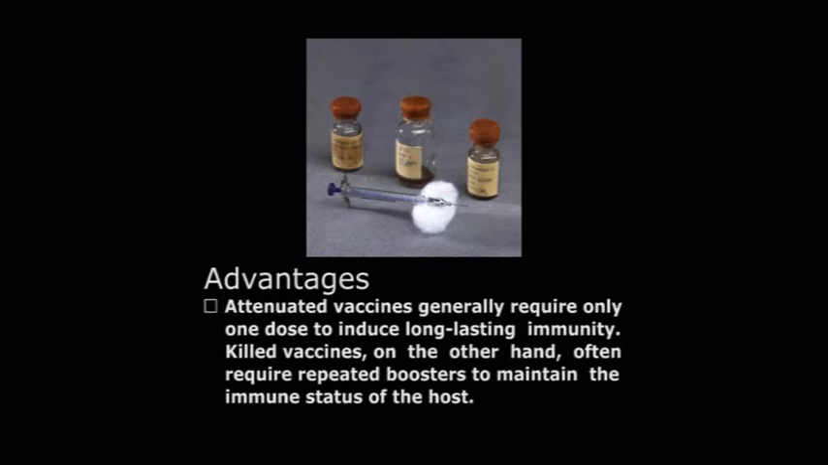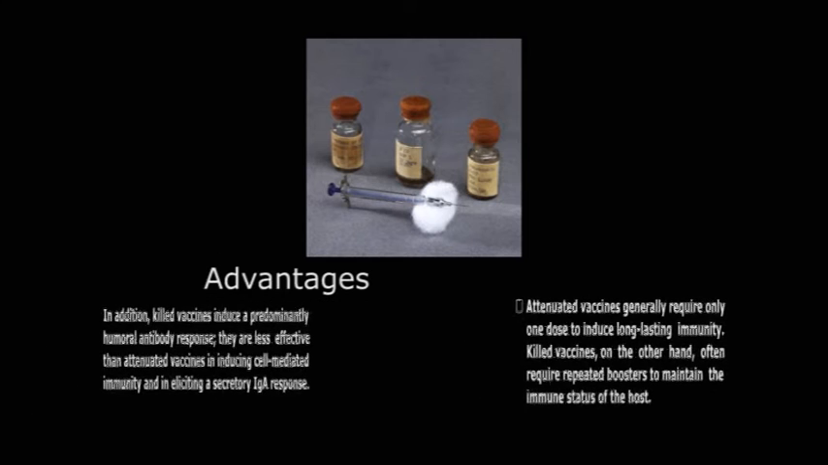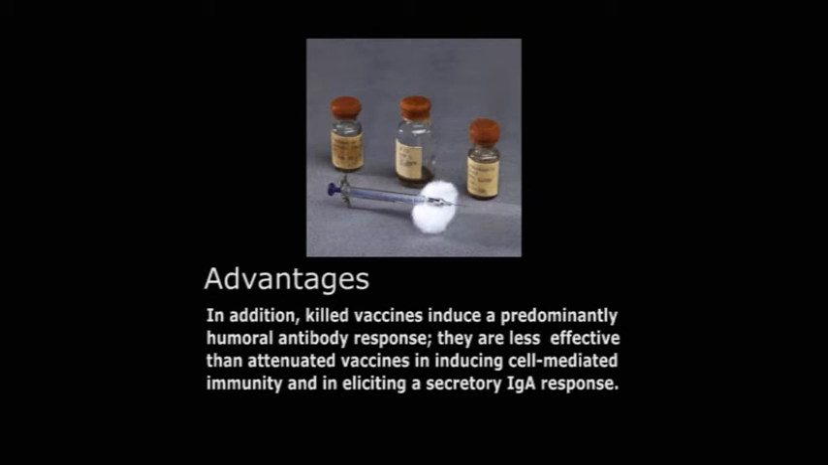Killed vaccines, on the other hand, often require repeated boosters to maintain the immune status of the host. In addition, killed vaccines induce a predominantly humoral antibody response. They are less effective than attenuated vaccines in inducing cell-mediated immunity and in eliciting a secretory IgA response.